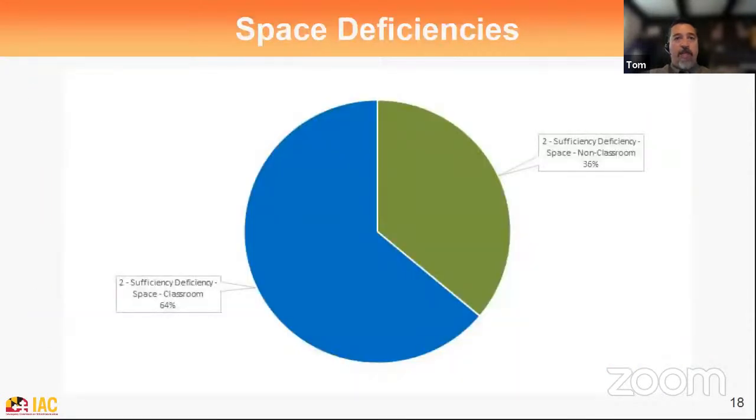So in the data, we see that in aggregate statewide, about 64% or almost 2/3 of the space-related deficiencies are due to classroom type spaces. And then there's 36% that are non-classroom type spaces, support spaces and the like.